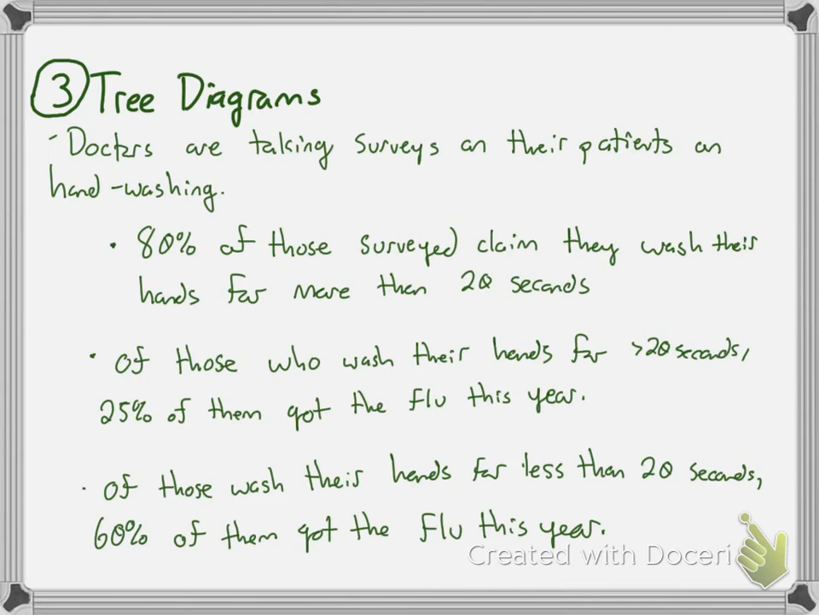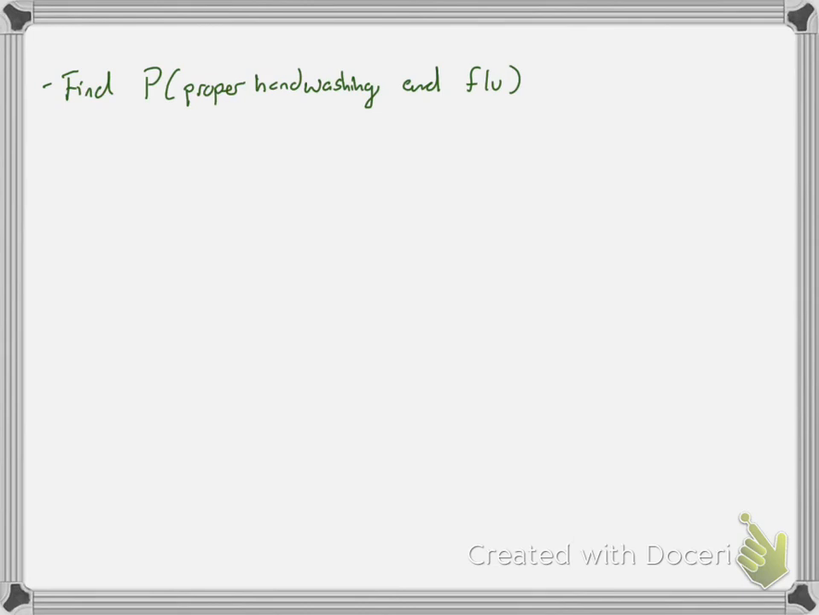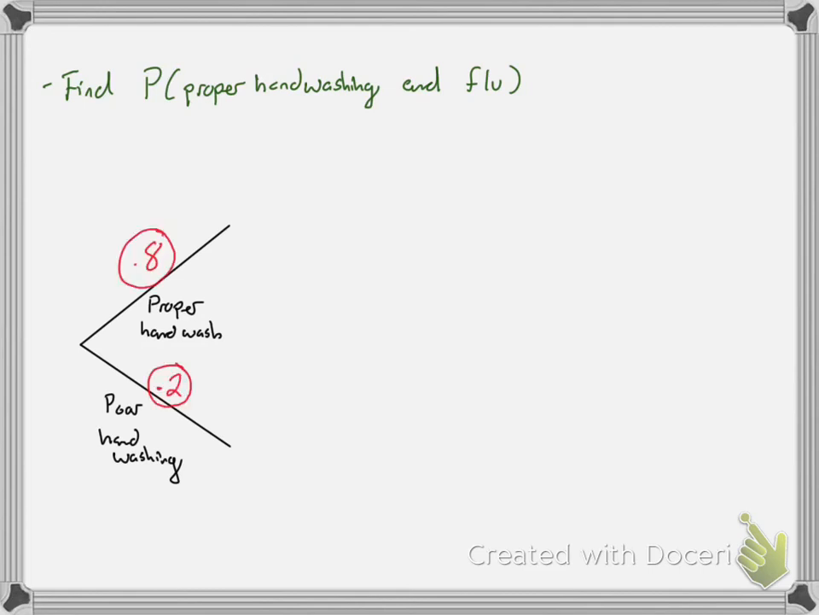I want to figure out a couple of probabilities from there. Since there are two categories, washing your hands properly versus not, and then getting the flu and not getting the flu, I can make a tree diagram. If I want to find, for example, the probability that you wash your hands properly and you get the flu, I'm going to start with proper hand washing versus poor hand washing. If 80% of people wash their hands properly, that leaves 20% to not wash their hands properly, so less than 20 seconds. Anytime I branch off in a tree diagram, all the branches should add up to 1. So 0.8 plus 0.2 equals 1.